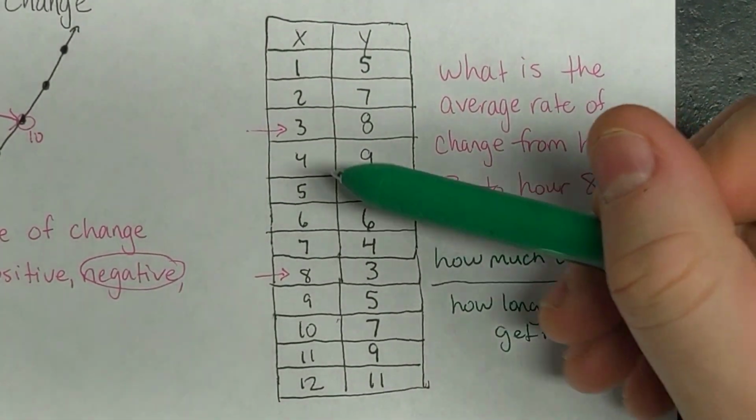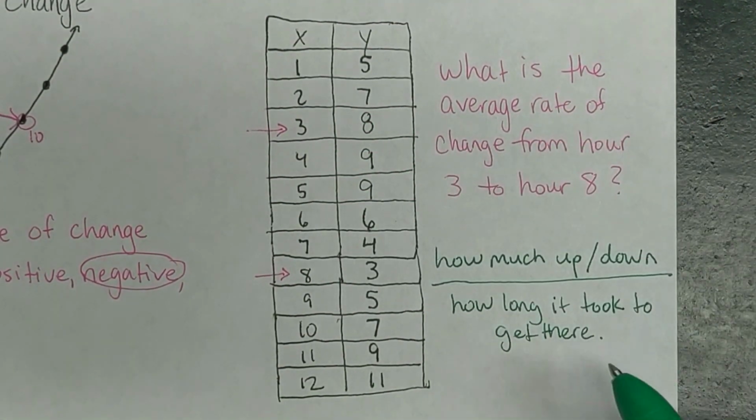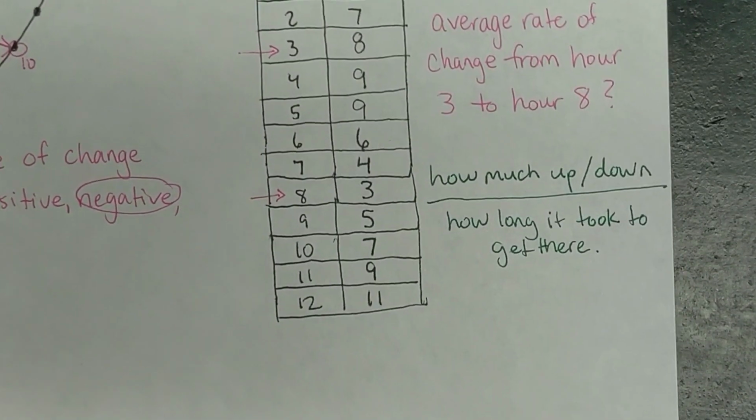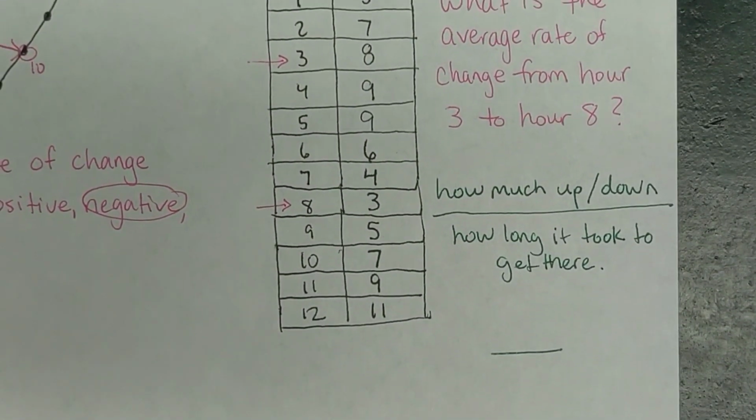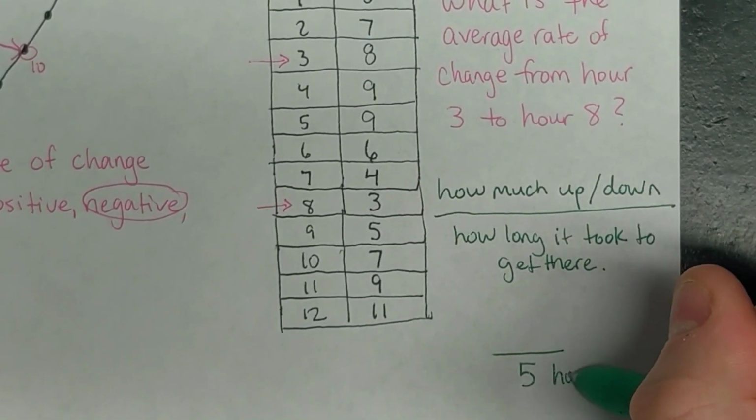All right, so we went from hour 3 to hour 8. So I'm going to start with how long did it take to get there. That's going to be the bottom of my fraction. So 3 to 8, 5 hours must have passed.